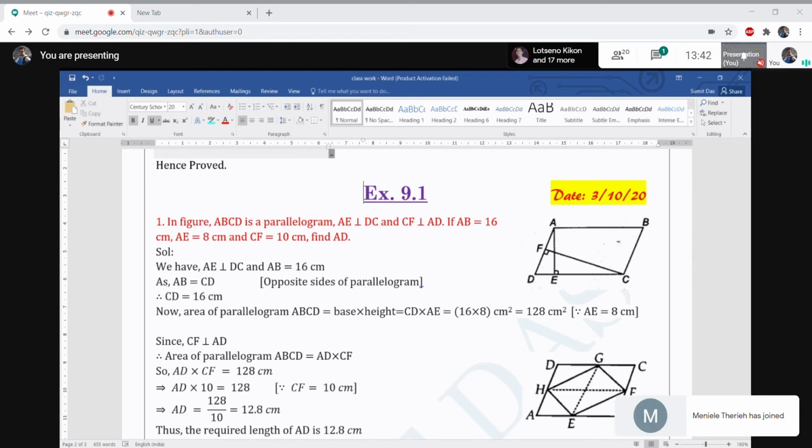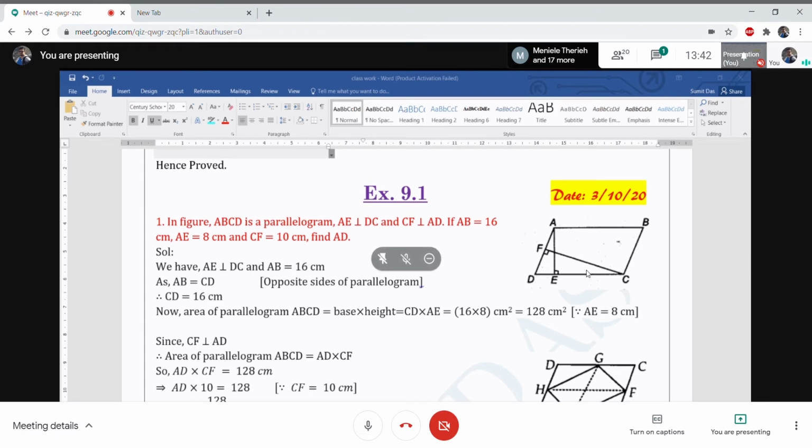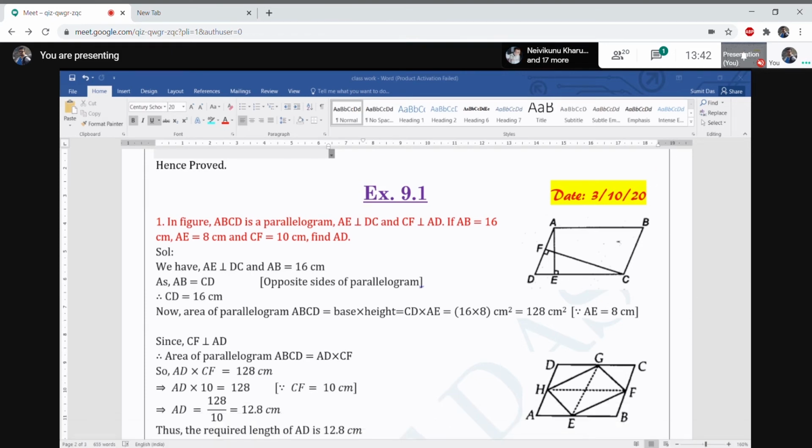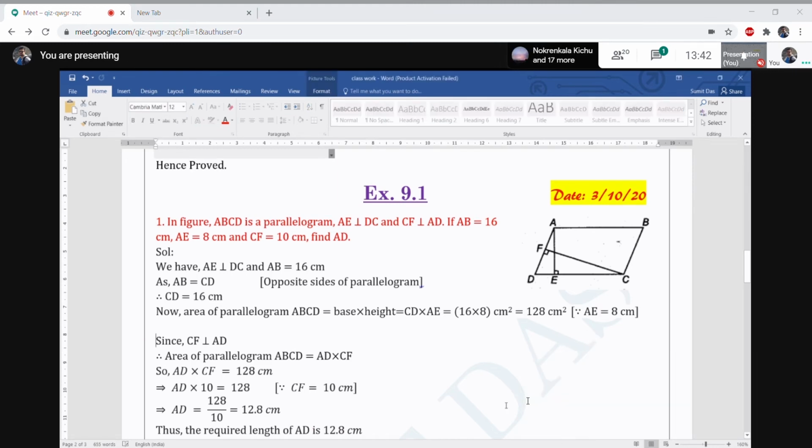So a few things are given: ABCD is a parallelogram, the perpendicular lengths AE is 8 and CF is 10, and one side is given as 16. We have to find the other side of the parallelogram, that is AD or BC. For this, I am just writing here, there is no given, because we have to find the value. So we are writing the solution.